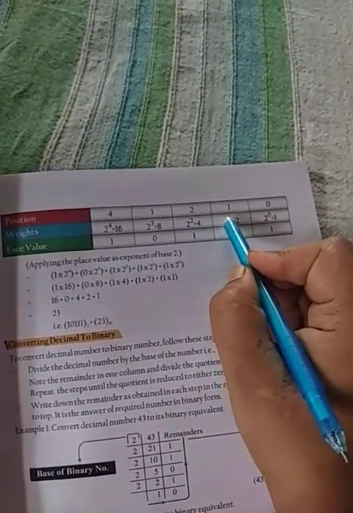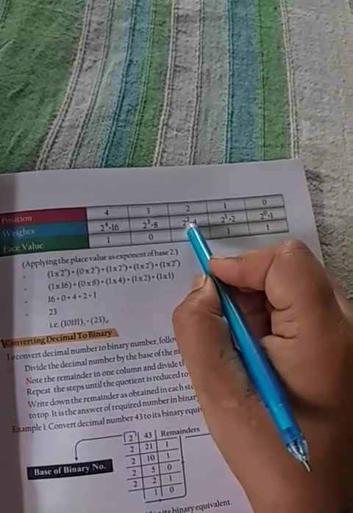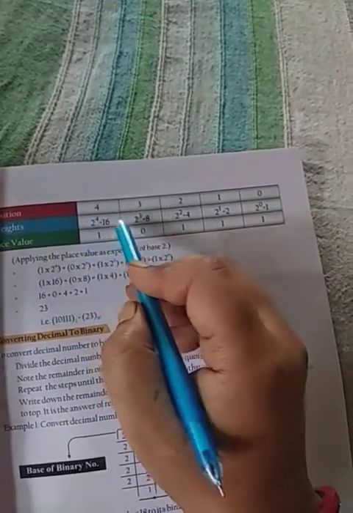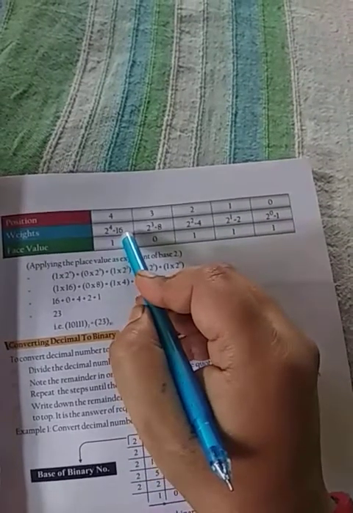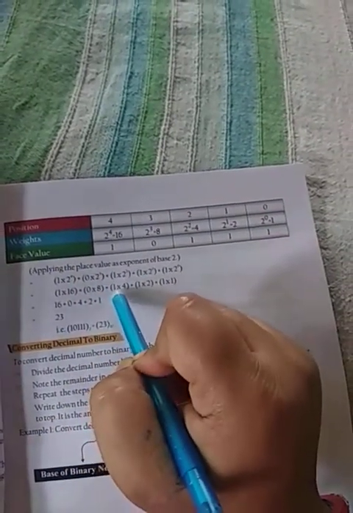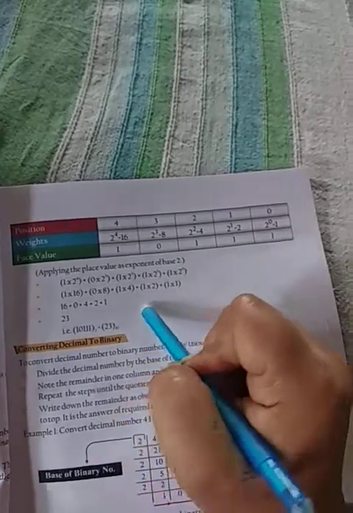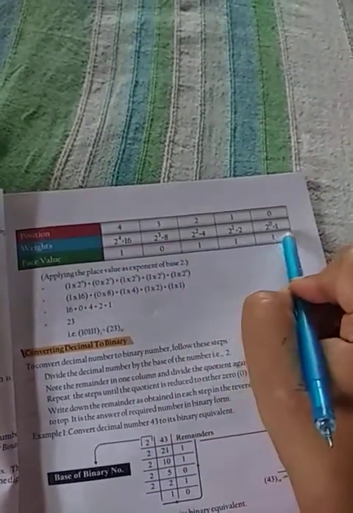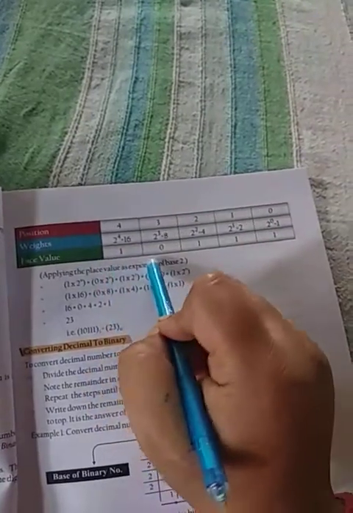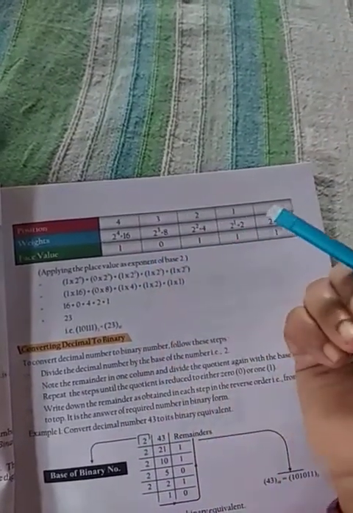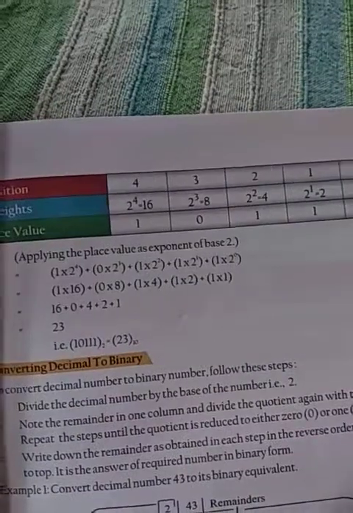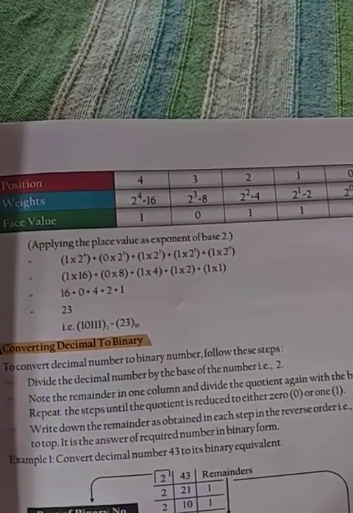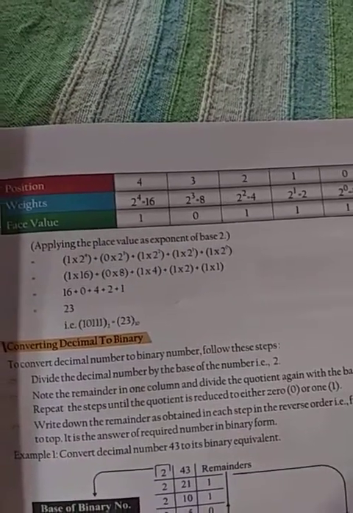Next will be 2 to the power 1, that is 2. 2 to the power 2, that is 4. 2 to the power 3, that is 8. And 2 to the power 4, that is 16. Now you will understand this well when we try to convert a binary number into a decimal number. Now I will explain how a binary number gets converted into a decimal number.